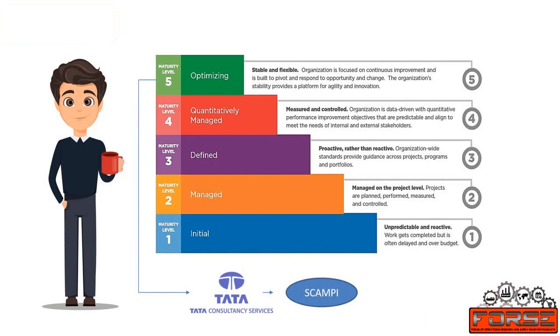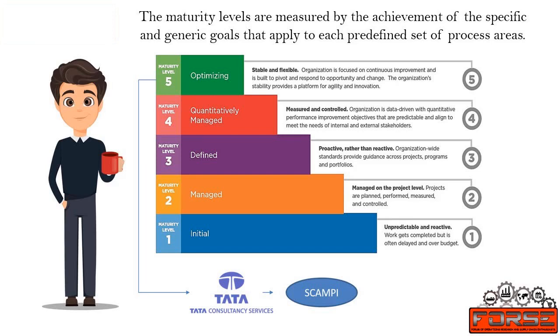In similar lines, CMMI breaks down the organizational maturity levels into 5, which consist of a predefined set of process areas. The maturity levels are measured by the achievement of the specific and generic goals that apply to each predefined set of process areas. These levels are: initial, work gets completed but is often delayed and over budget. Managed, projects are planned, performed, measured and controlled. Defined, organization-wide standards provide guidance across projects, programs and portfolios.